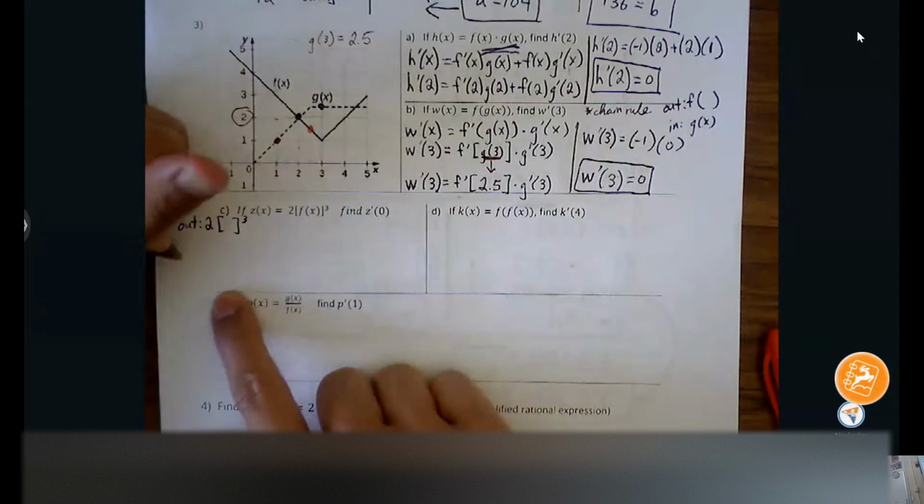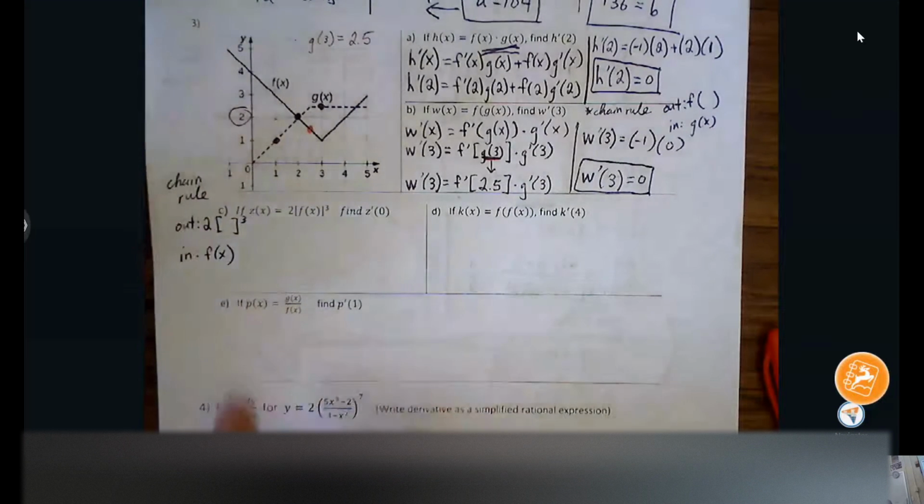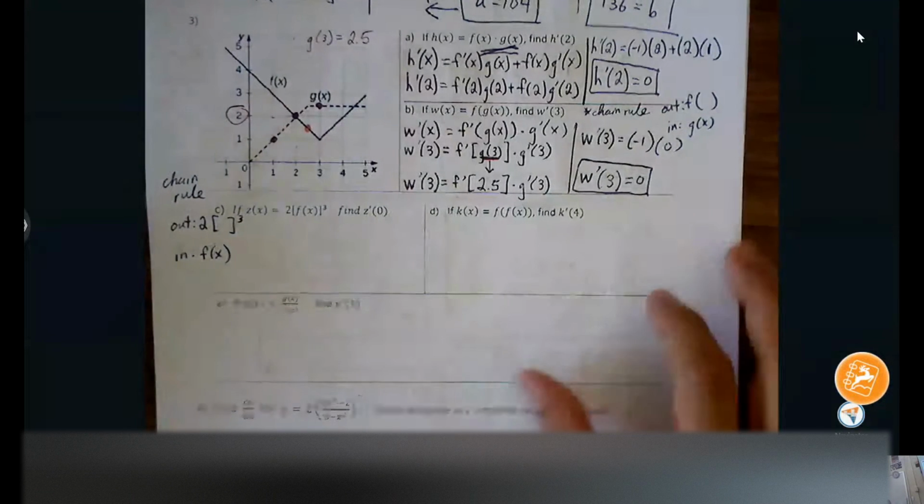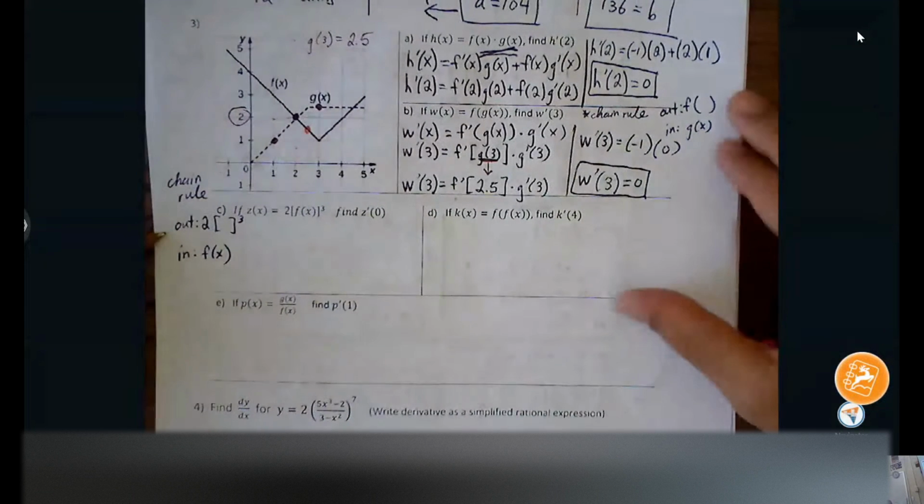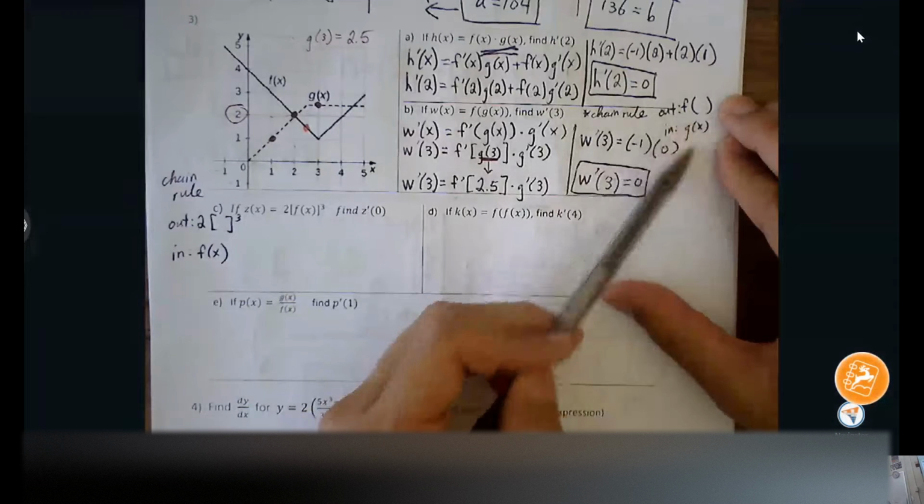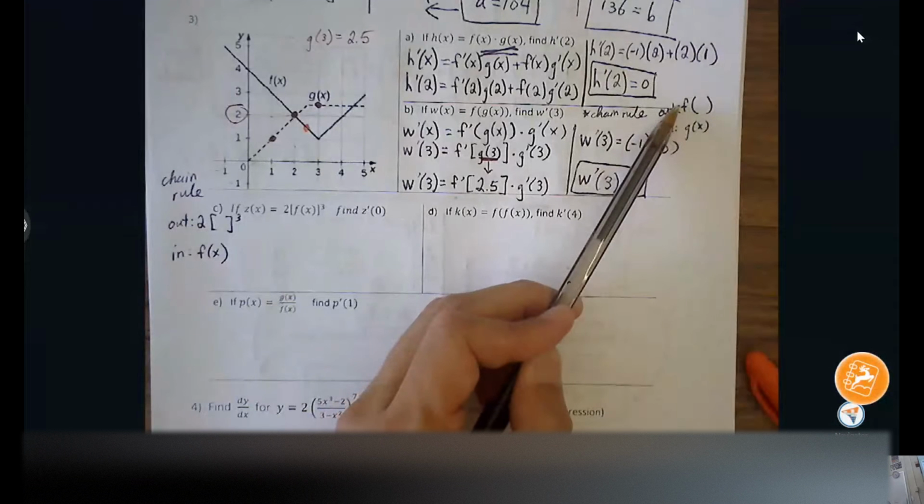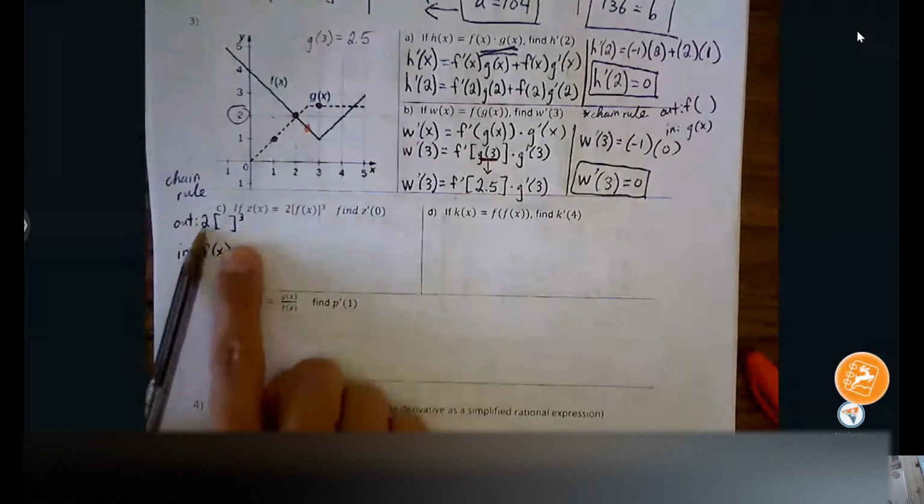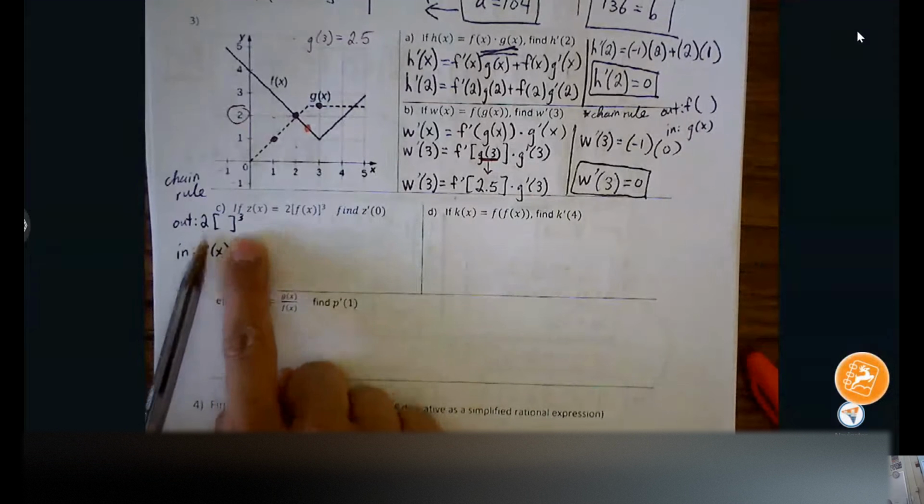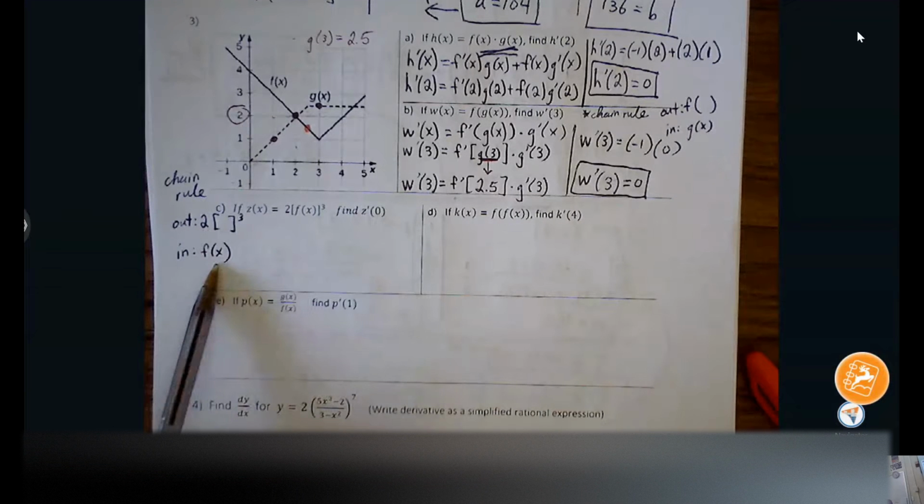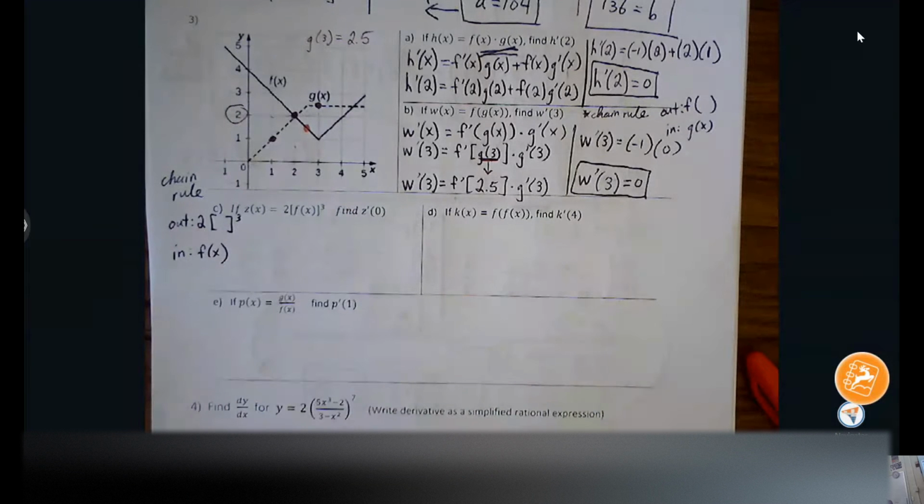Cube, good. And the inside is just f of x. So this is a little bit different because before, the outside and inside were both function notation, so the best we can say is f prime and g prime. But now this is something that we can find the derivative of using power rule. And when we get to the inside, then we do function notation.